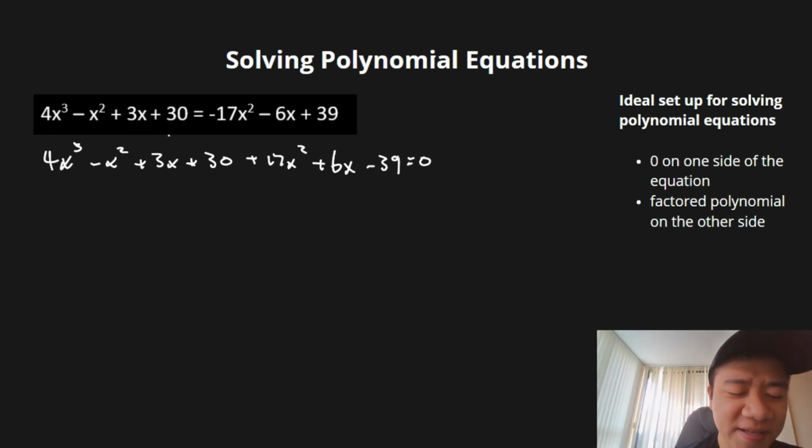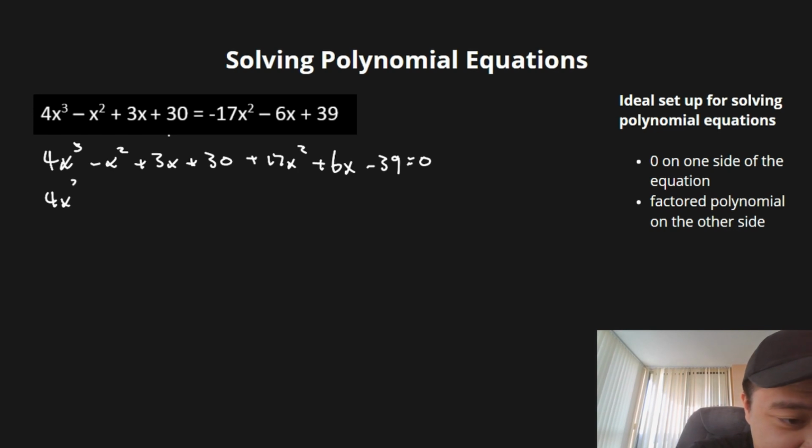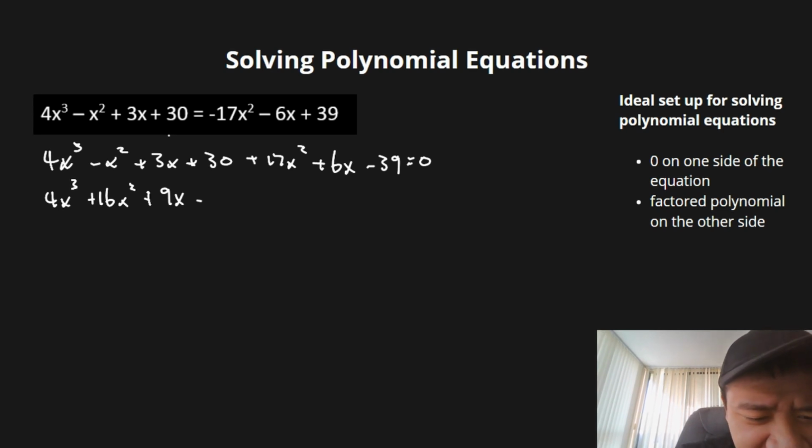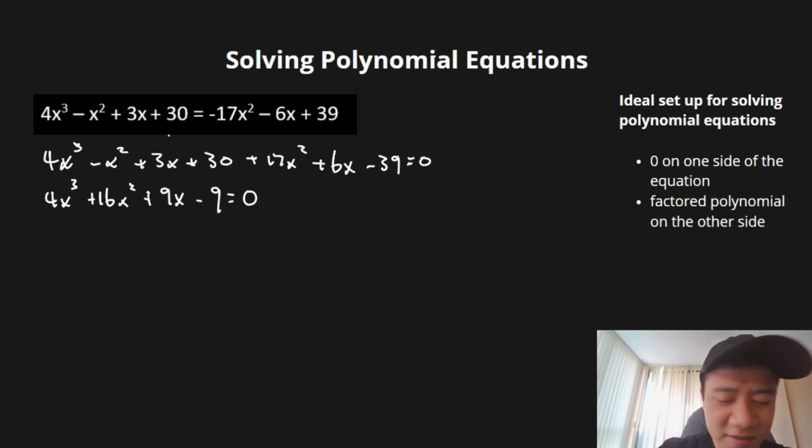Okay, the next thing is we're just going to collect like terms. So we have 4x cubed, and then 17x squared minus x squared is positive 16x squared. 3x plus 6x is 9x. And then 30 minus 39 is negative 9. Cool. So we have 0 on one side of our equation now. All we need to do is factor this polynomial.